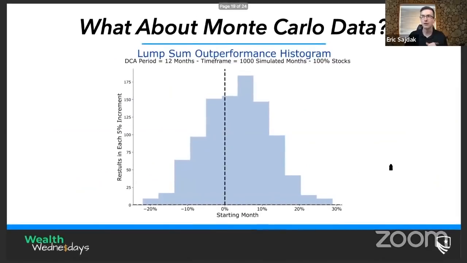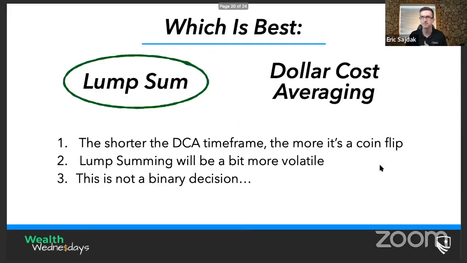Okay, going further into this, again, we see that the histogram looks fairly similar, all things considered. So even when we start simulating data, we see the same ideas play out as when we're looking at historical data. That's good. That means that there's some statistical significance to the data that we're running. Okay, and so what are we learning here? On average, when we look at the black and white data, it seems that lump summing oftentimes wins, but there are some other interpretations that we can take from the data as well.